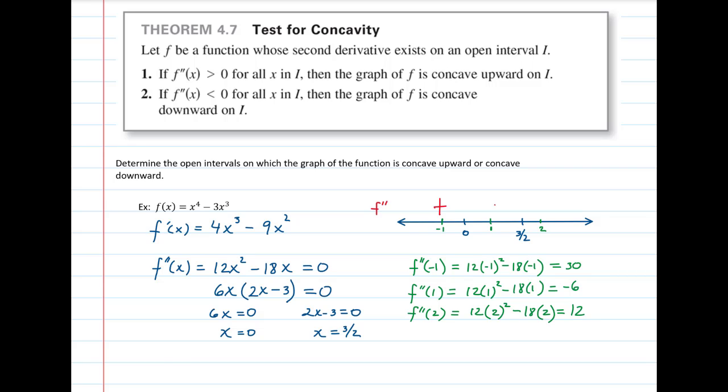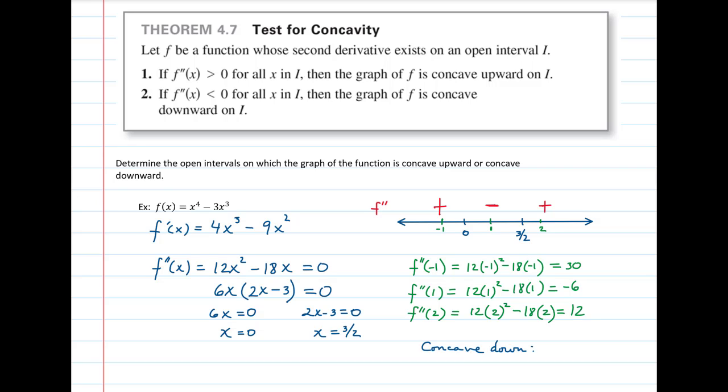Remember, we're testing the second derivative here. And that second interval from 0 to 3/2 is negative, and from 3/2 to infinity is positive. So this is going to be the concavity. And for all the positives, we have concave up, and for the negatives, we have concave down.